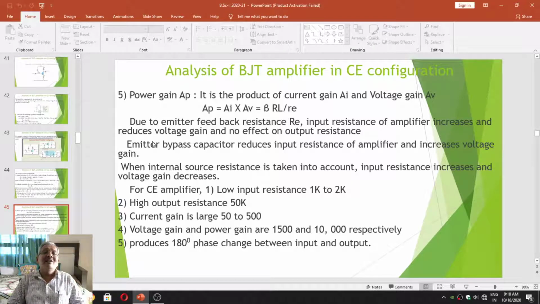Second one is that the emitter bypass capacitor reduces the input resistance of the amplifier and increases the voltage gain. If you connect an emitter bypass capacitor along with the emitter resistance, this will increase the voltage gain. Next aspect is that when internal source resistance is taken into account, input resistance increases and also reduces the voltage gain.